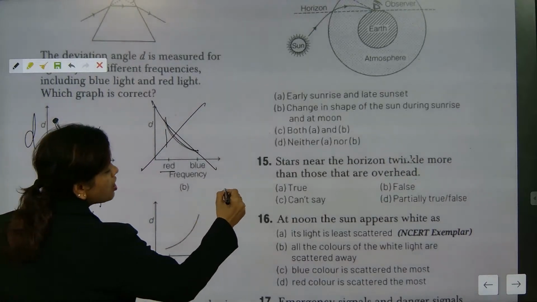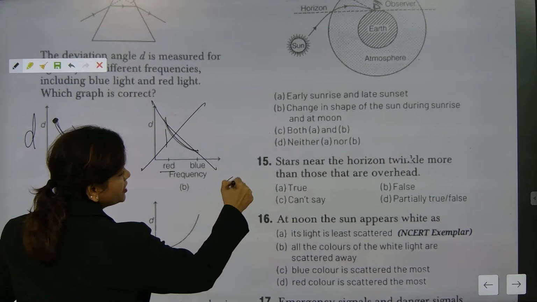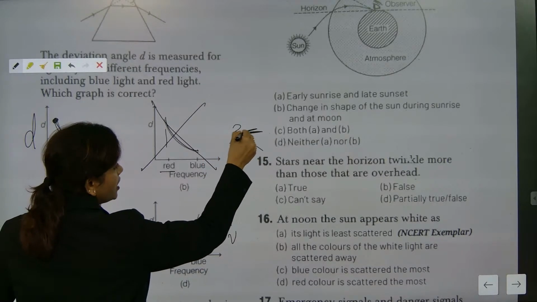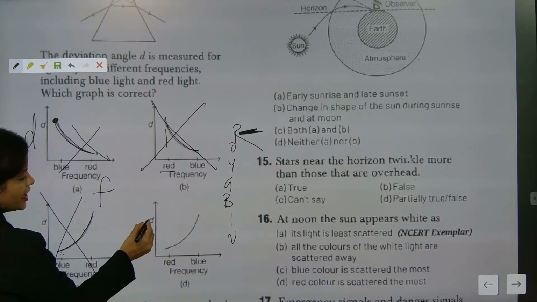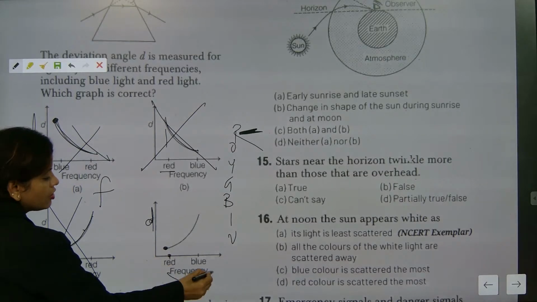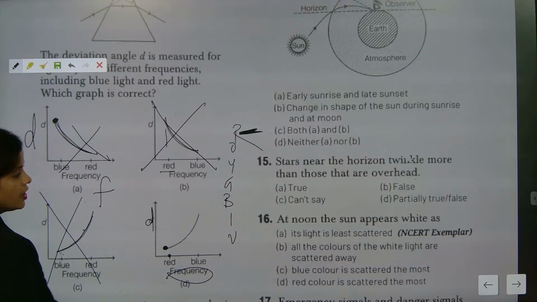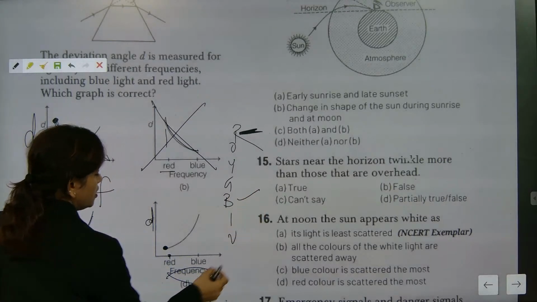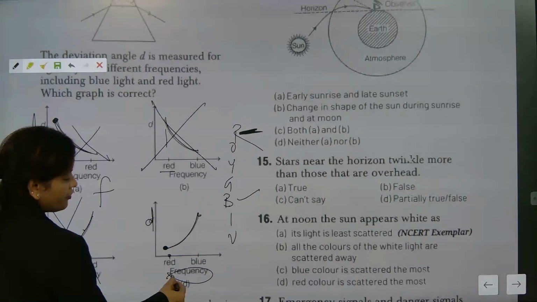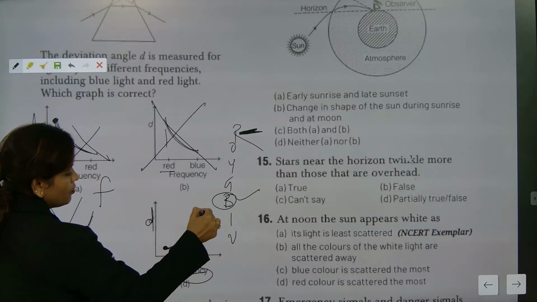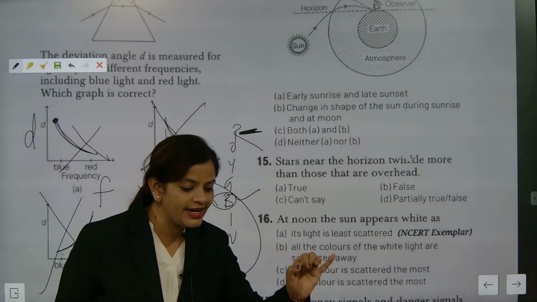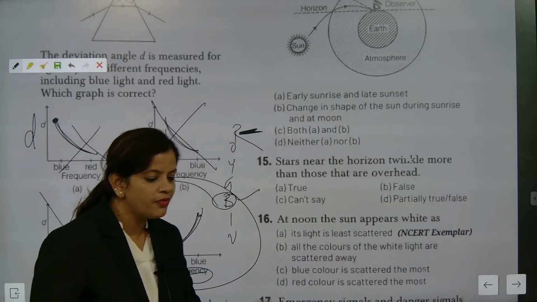When we talk about VIBGYOR, red color has the minimum deviation. So here deviation is minimum for red. Frequency also is less for red. But when you go to blue, deviation is more, and frequency for blue is also more. The correct graph is D. This is a way to point out and find the value before the examination.